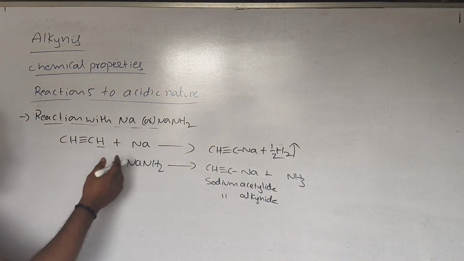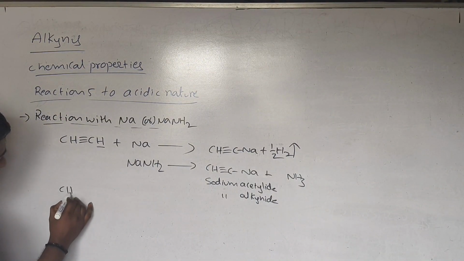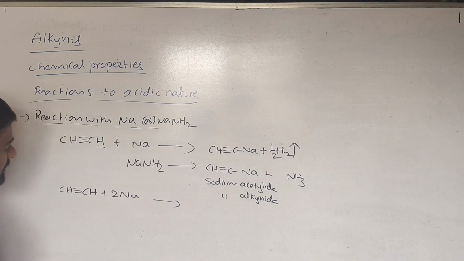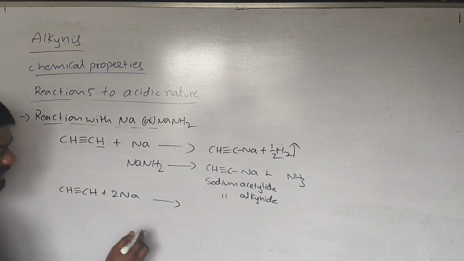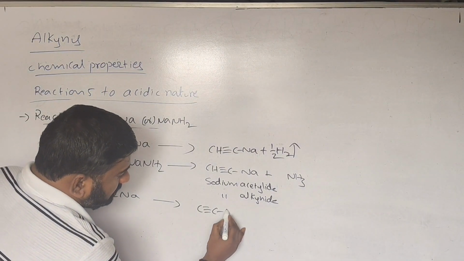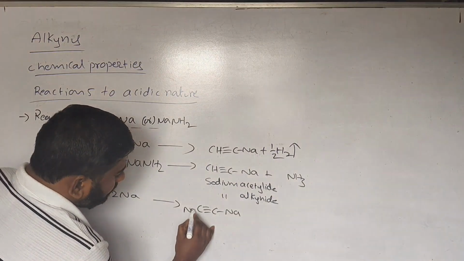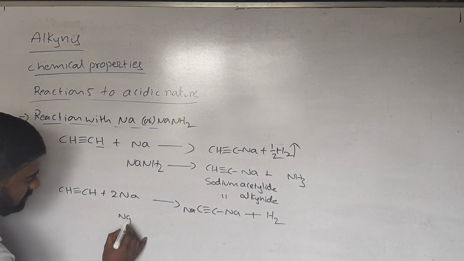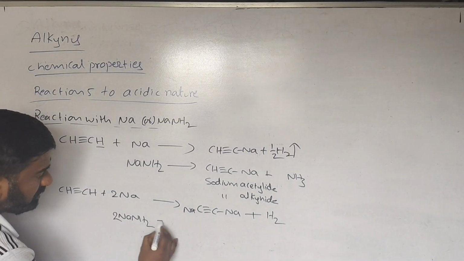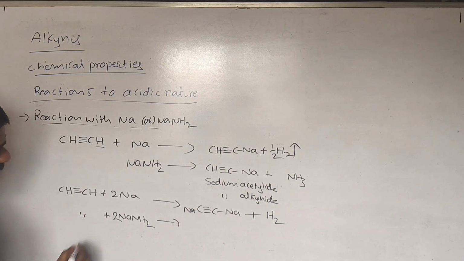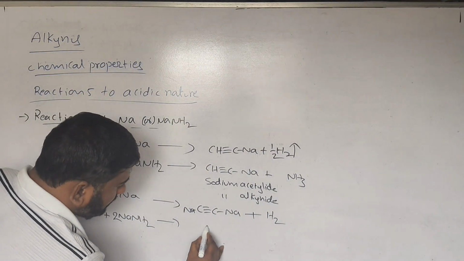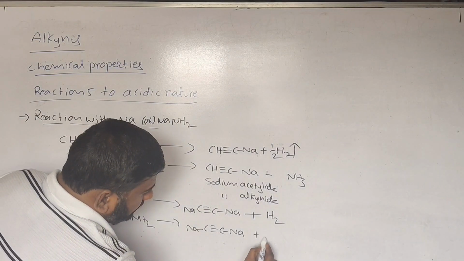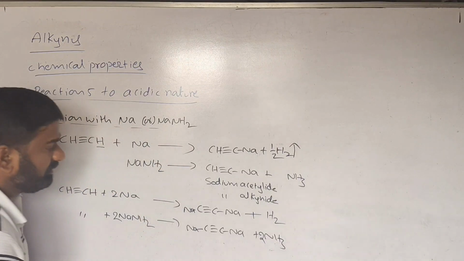If you take 2 moles of sodium, or 2 equivalents of sodium, with CH triple bond CH, what is happening here? 2 acidic hydrogens are there, so 2 acidic hydrogens are replaced by 2 sodium atoms. Then H2 gas will be obtained. If you take 2 moles of NaNH2 also, this alkyne reacts with NaNH2, and here also 2 hydrogens are replaced by 2 sodium atoms, with the removal of NH3. 2 moles of NH3 will be obtained.